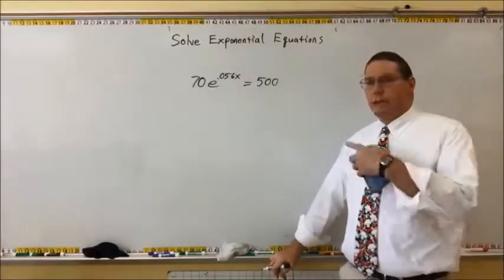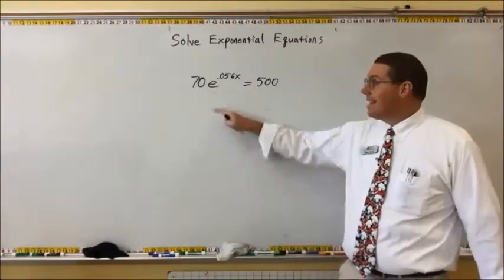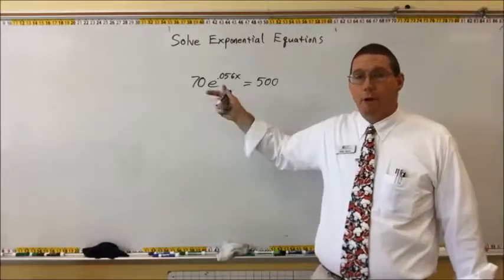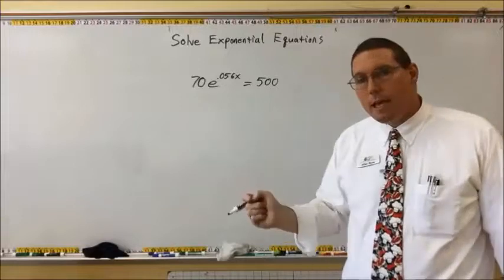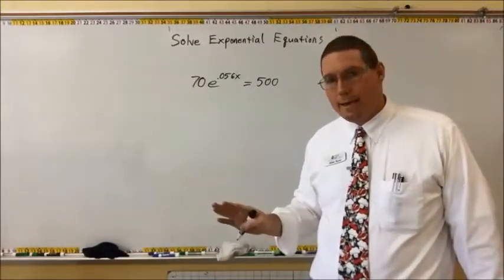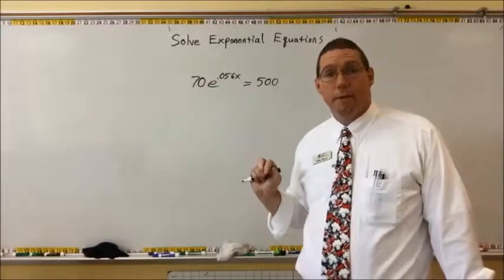All right, we've got this exponential equation. Now it has an e in it. And this is actually going to make it a little bit easier. Do you remember in our last video we said to cancel an e, we use the natural log? We use ln, correct? So that's going to make this a little bit easier.